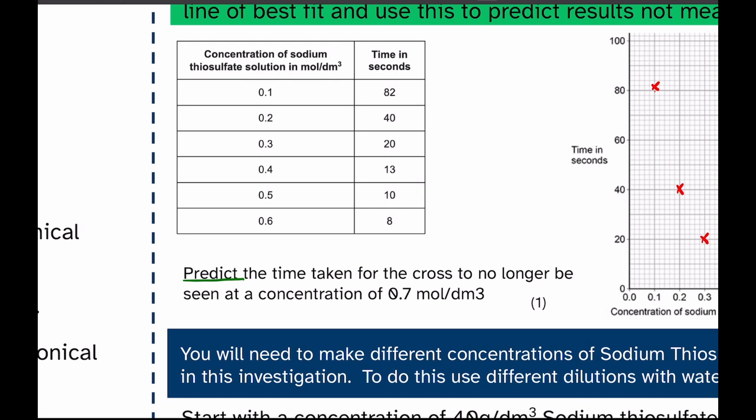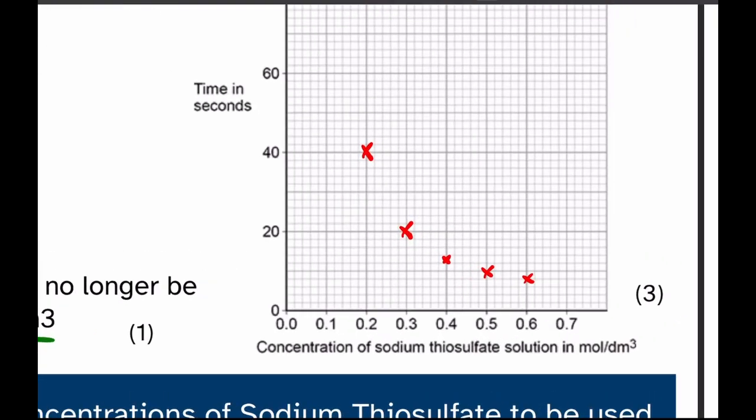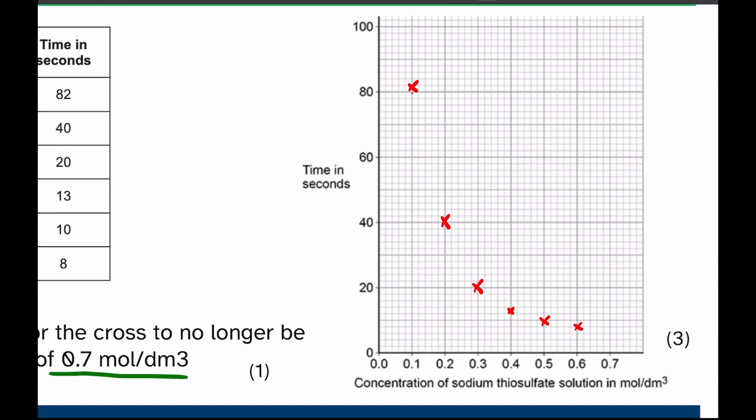So this is trying to find a value that's unknown. Predict the time taken for the cross to no longer be seen at 0.7 moles. We didn't measure 0.7. So what we have to do is make our line of best fit, and we're going to have to extend it to be something like that. And then we can draw our line up and we can find our value at 0.7.